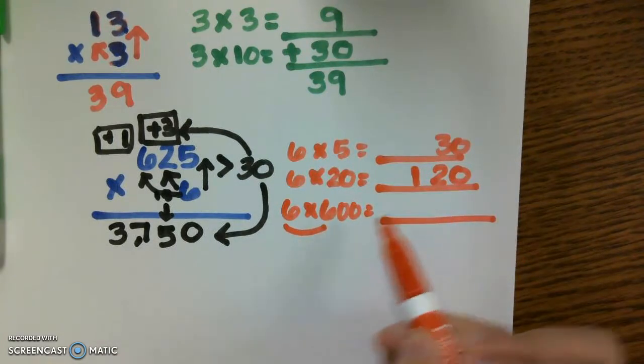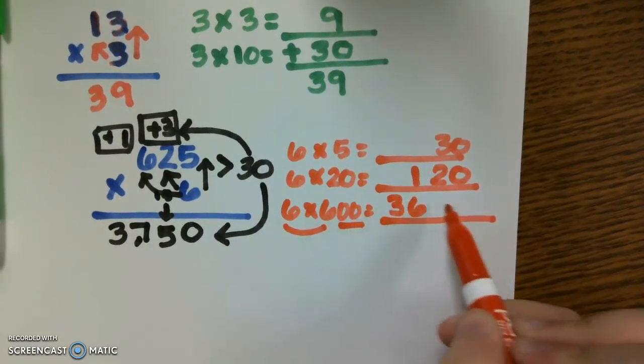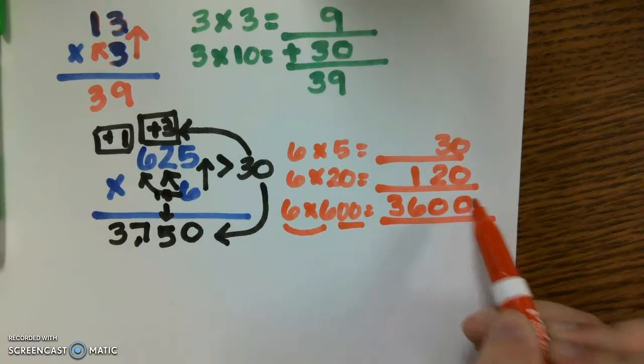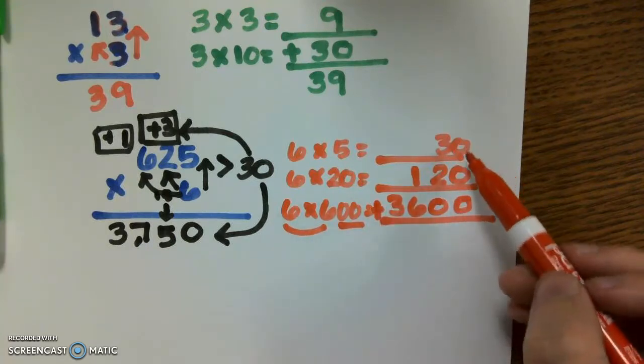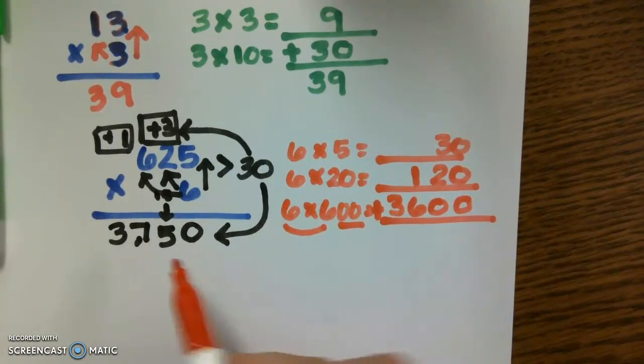I know that 6 times 6 is 36, but I have 2 zeros to place at the end. 1, 2. Now I can add all 3 partial products. When I do that, I should get the same answer as this one.